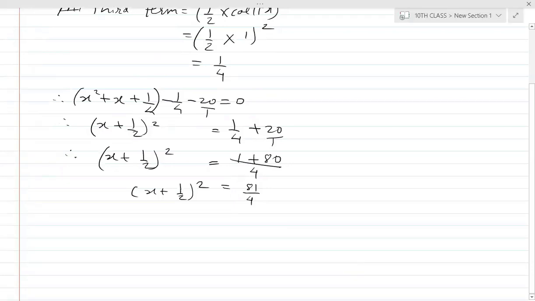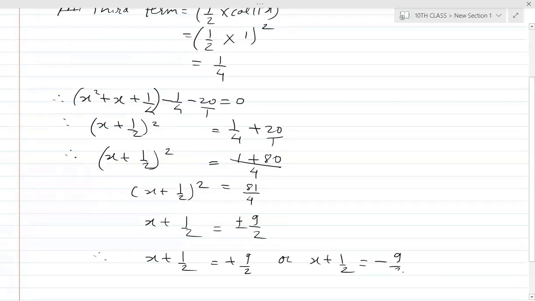Now you can see that taking square root on the left side, on the right side it becomes the square root. So square root of 81 upon 4 is plus minus 9 by 2. Therefore we are going to write two values, plus 9 by 2 and minus 9 by 2. So x plus 1 by 2 equals plus 9 by 2, or x plus 1 by 2 equals minus 9 by 2. Let's solve this.